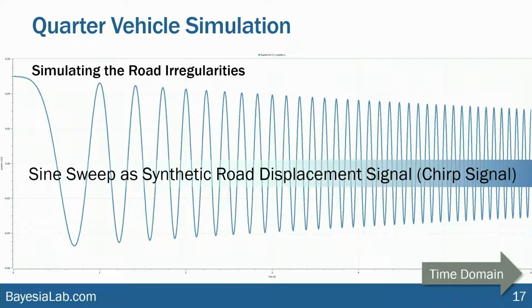So to simulate the road input, we will be generating a synthetic road displacement signal. More specifically, we will do a sine sweep or a chirp signal that ranges from 0 to 50 hertz. Of course, roads do not look like sine waves. However, any road surface could be decomposed into sine waves of different frequencies. So by testing a range of frequency here from 0 to 50 hertz, we can basically generate all possible road surface excitations.